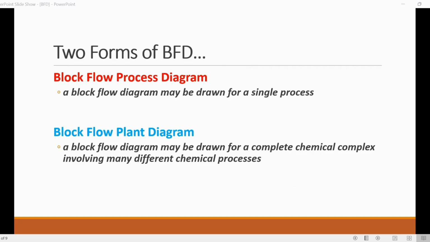That means the output of one production unit becomes the input to another production unit. In such cases, they try to represent the entire block flow plant diagram on one page.